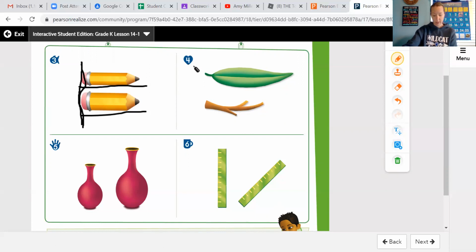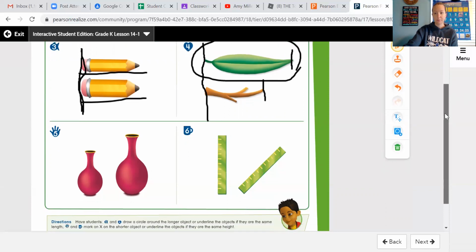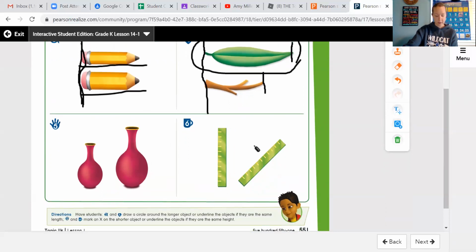Number four, same thing. Circle the longer object or underline the objects if they are the same length. So I kind of like to draw this line to show that they start at the same spot. Now we're going to look at it. Which one is longer? Which one keeps going? The brown stick stops here. The green leaf stops here. Which one went further? Circle the one that is longer. If you circled the green leaf, you are right. Good job.